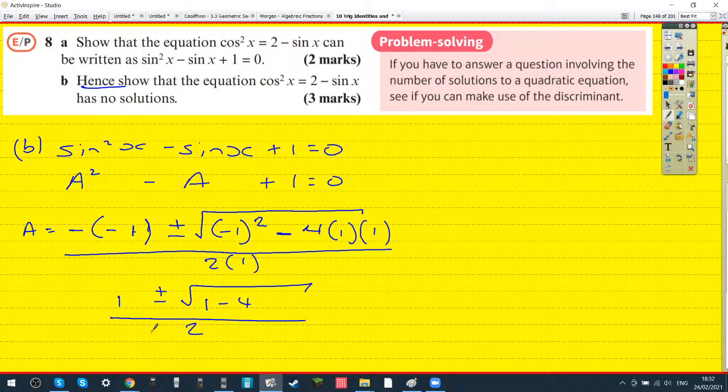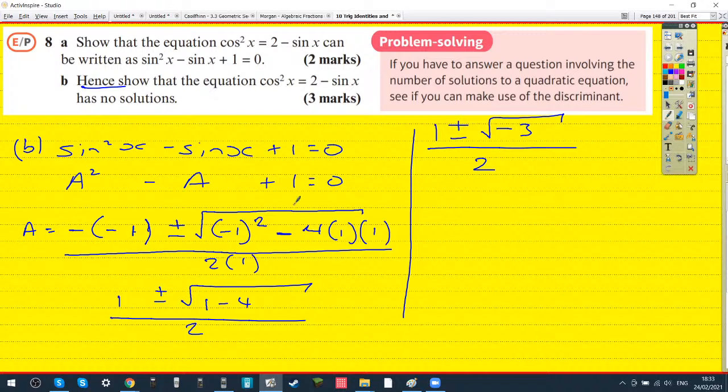Simplify it further than that. How? Just 1 minus 4 equals minus 3. Then I can do it in my calculator. Go on, put it in your calculator. What does it say? It says an error. Yep.